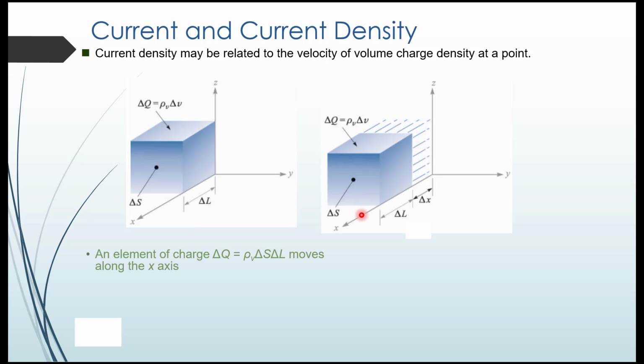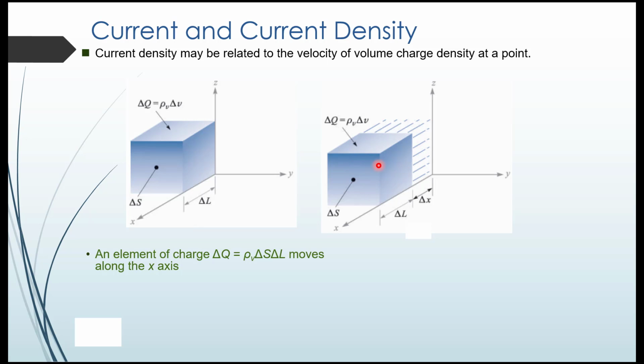Now if delta Q is equal to rho V into delta V, that comes out to be, with delta V replaced by delta S into delta L, delta Q equal to rho V into delta S into delta L.